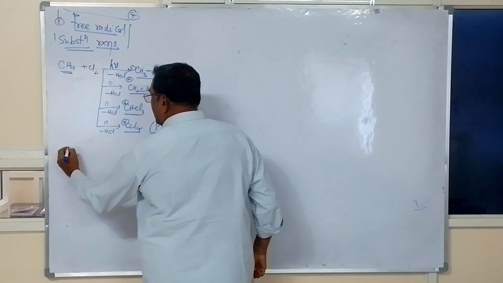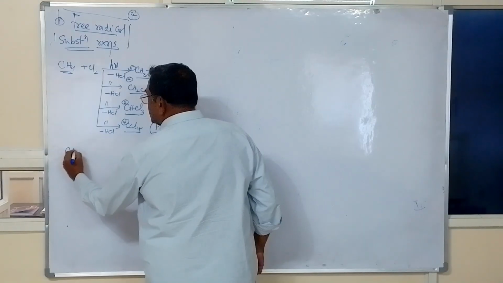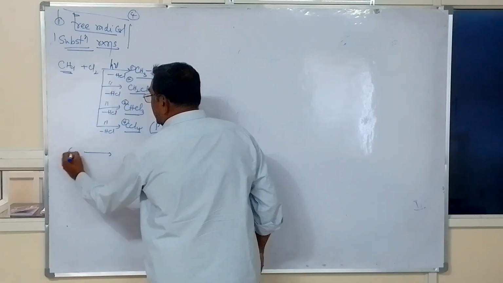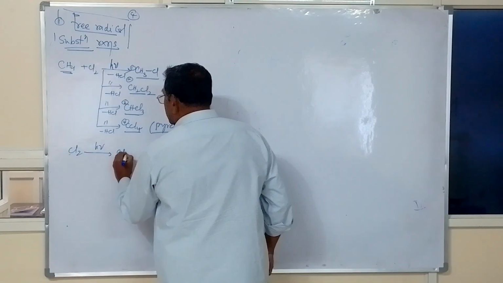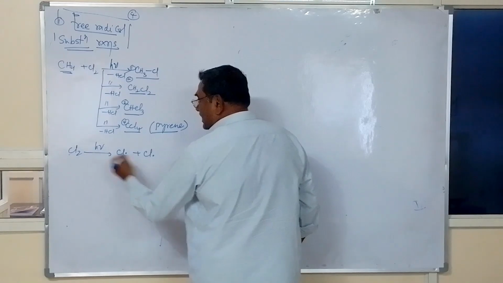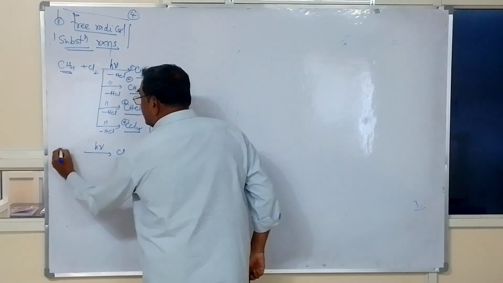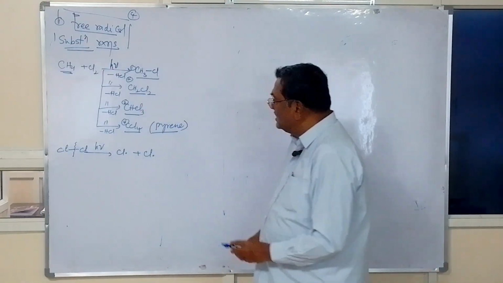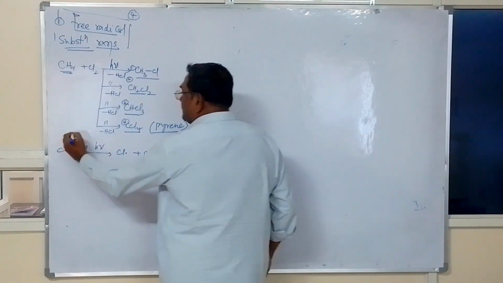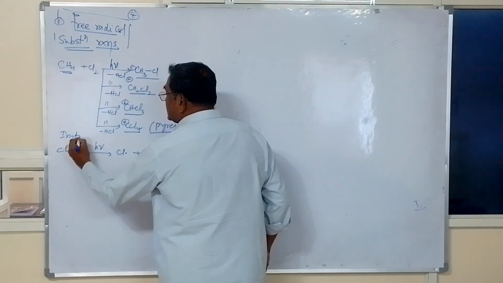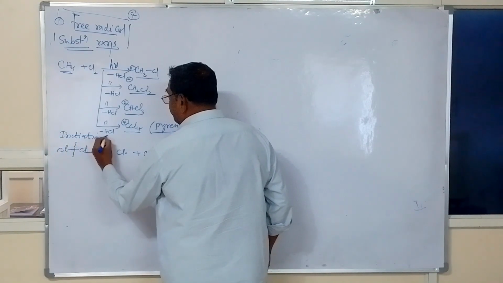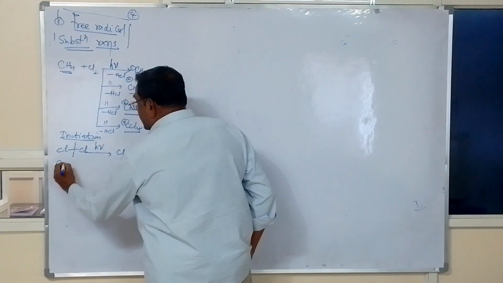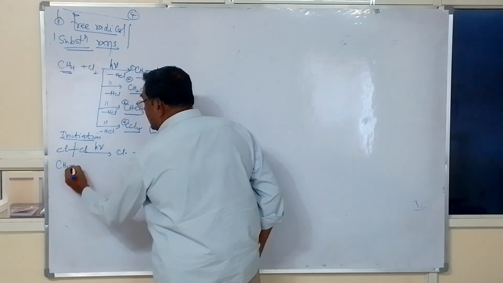For example, they have given like this CH4, and else we will take Cl2, sunlight, Cl free radical. Due to homolytic cleavage, whatever that homolytic means, equal cleavage of the bond, that's going to give us free radicals. This formation of free radicals is the initiation step.